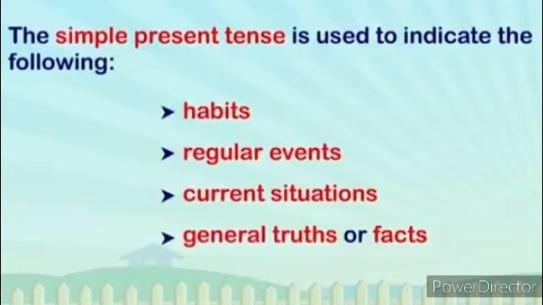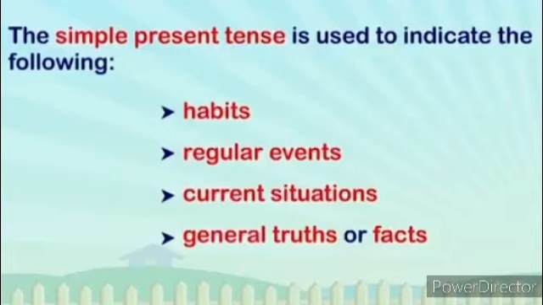See the examples. Habits. He goes for a walk every day. So walking is a habit for the boy. In this sentence, it indicates habits. Example of regular action. The cobbler mends shoes. The cobbler's regular work is mending shoes. So this sentence indicates the regular action.